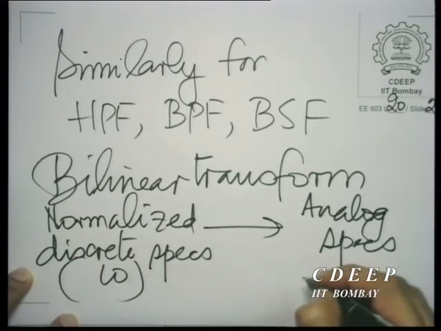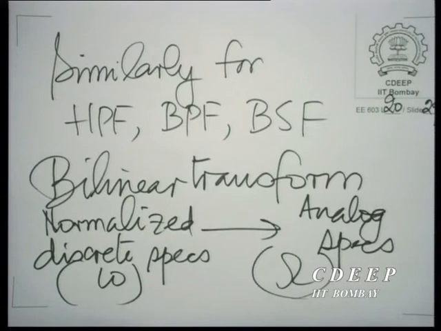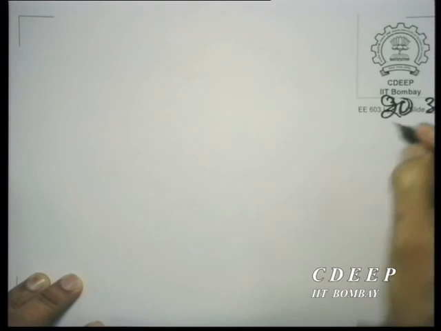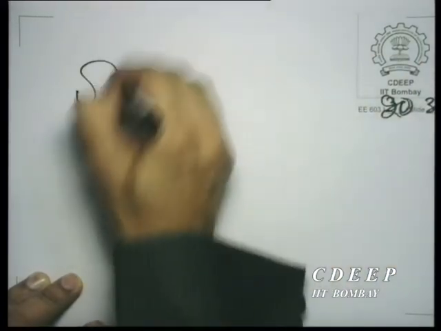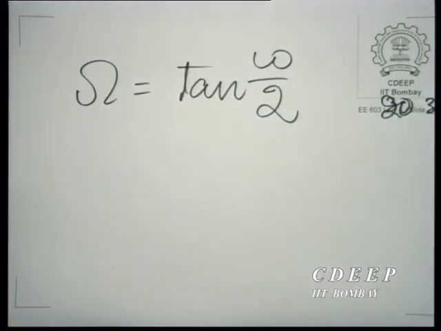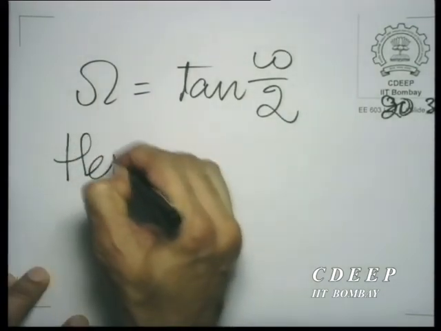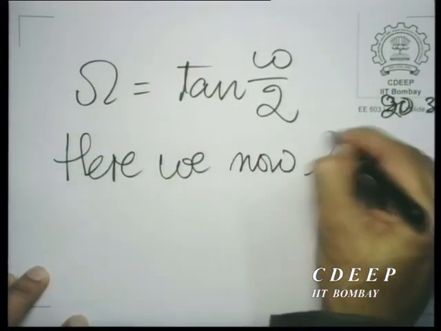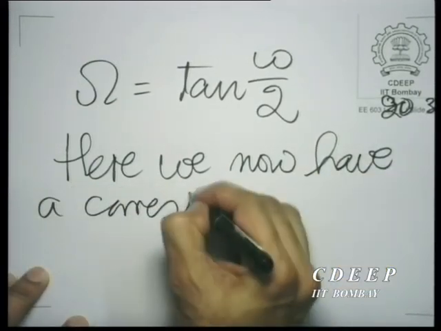That means you have specifications in omega, and now you have here specifications in capital omega. And how would we carry out this movement from discrete small omega to capital omega? Capital omega is tan omega by 2. That takes you from omega to capital omega. So, here we now have a corresponding analog filter to be designed.